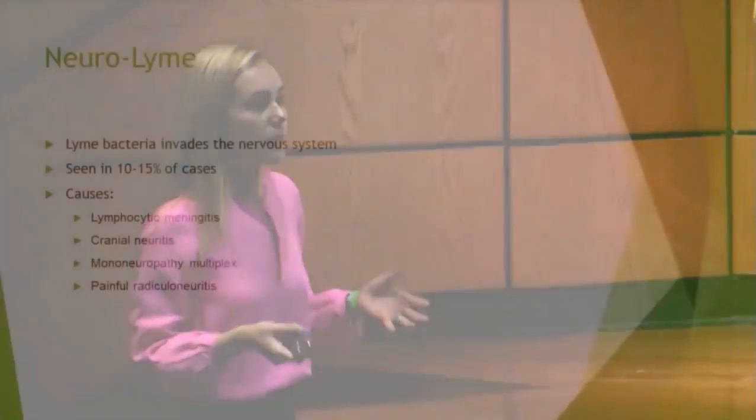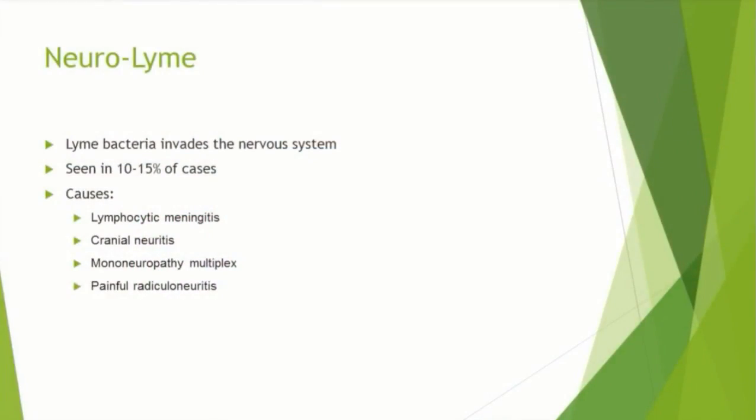Some of the symptoms that they talk about, and the main ones, are lymphocytic meningitis, which is inflammation and an invasion of the meninges. Cranial neuritis, of which Bell's palsy is the common one, but there are certainly other cranial neuropathies, and people suffer from extreme dizziness, which can also be a cranial neuropathy associated with Lyme disease and others.